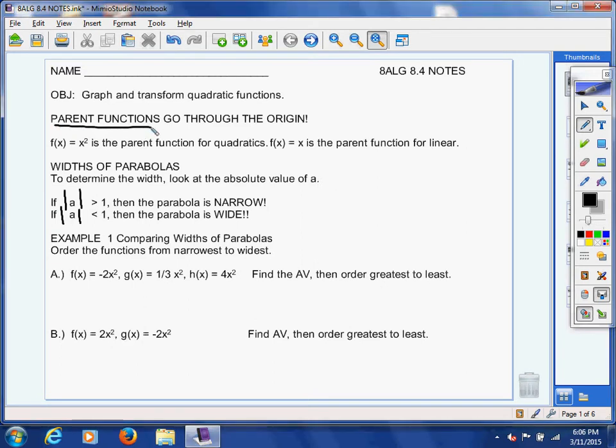Remember, parent functions always go through the origin, okay? Whether it's a quadratic parent function like you see here, or if it's a linear parent function, it's going to go through that origin. That's what a parent function is all about.